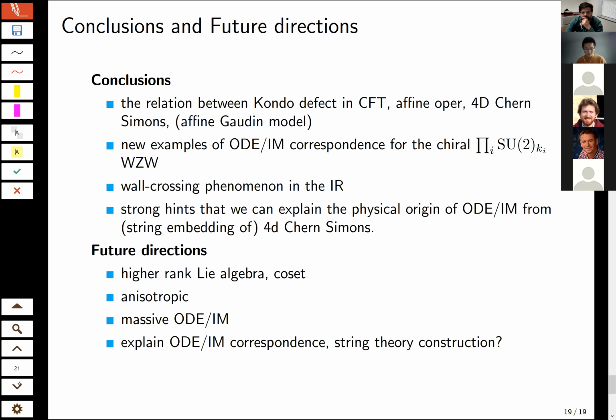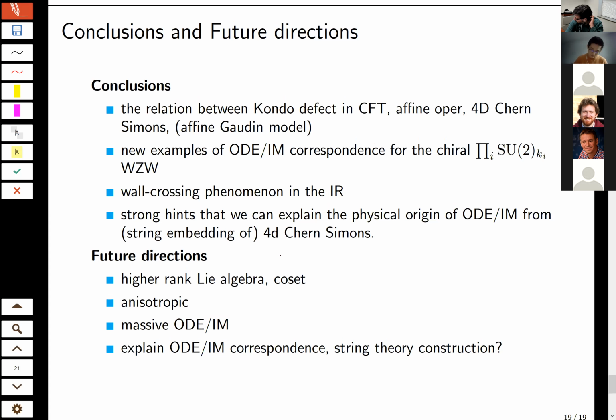Okay, so future directions include, for example, trying to generalize. Here I'm talking about the SU2 or product of SU2s, and you can try to do more general Lie algebras. On the ODE side, we have to try to study the spectral network with more generic Lie algebras, and that is not well understood yet. On the Kondo side, there's also interesting complication as well. You can also consider cosets. That will give me minimal models, for example. If you break the SU2 global symmetry, that will give me an anisotropic Kondo problem.